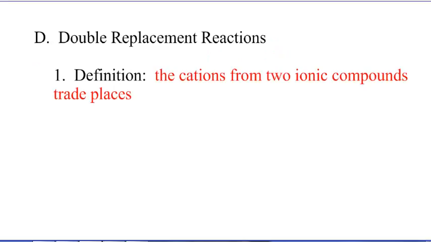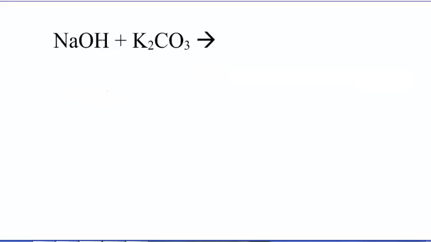Now moving on to double replacement. The cations from two ionic compounds trade places. Remember in single replacement, you started with a single atom with a compound. Now you're going to be starting with two compounds. So sodium hydroxide plus potassium carbonate.